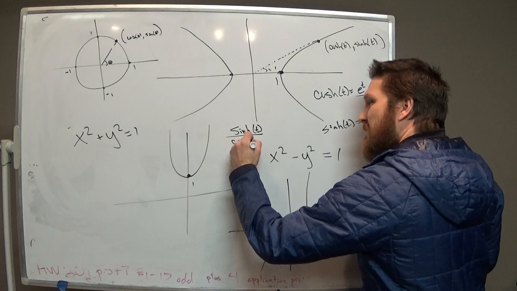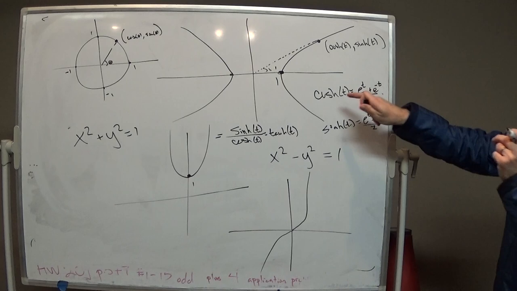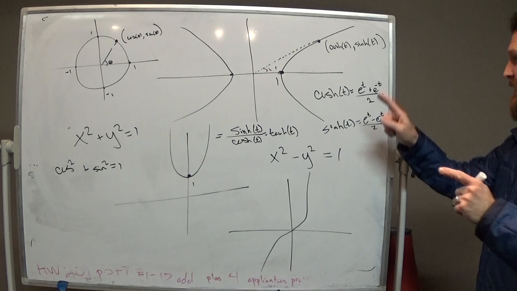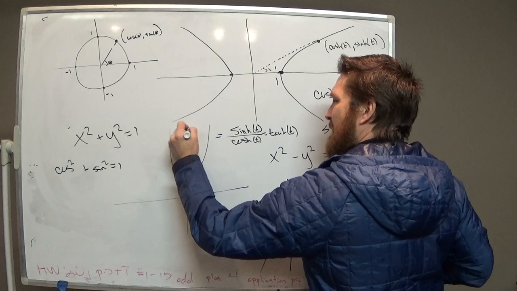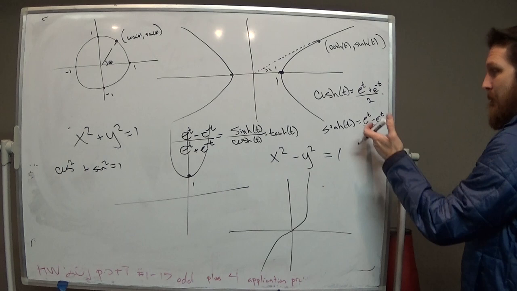Do all of those things, like all the identities, still apply? Well, yeah, not really. They're different. When you square that, instead of cosine squared plus sine squared equals 1, now it's cosh squared minus sinh squared equals 1. And so sinh is e to the t minus e to the minus t over 2, and cosh is e to the t plus e to the minus t over 2. And you can see, we can verify this. If you square that out, minus that squared, it does come out to be 1.